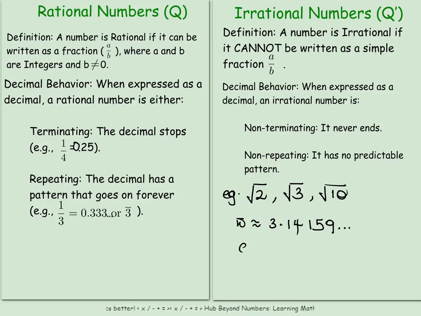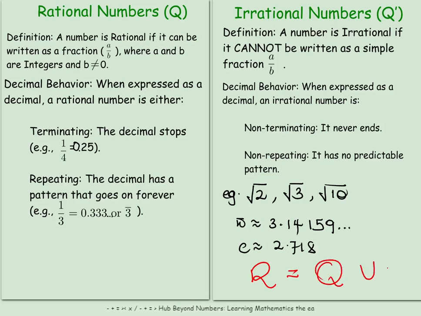Then other examples of irrational numbers are Euler's number. It is written as e, and its value is 2.718, and it goes on and on and on. Now, with all that we have done in this lesson, we can conclude that your real numbers, which are represented by capital R, are made up of the union of the rational and the irrational numbers. As simple as that.